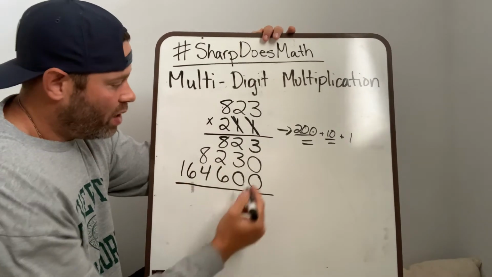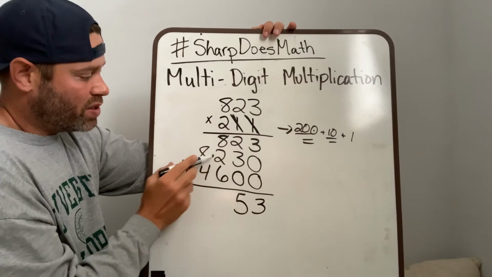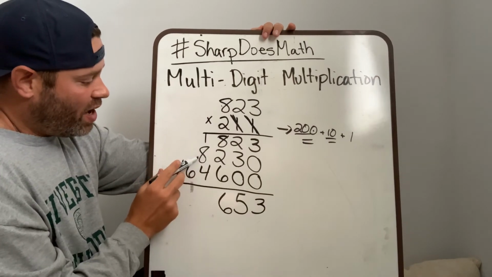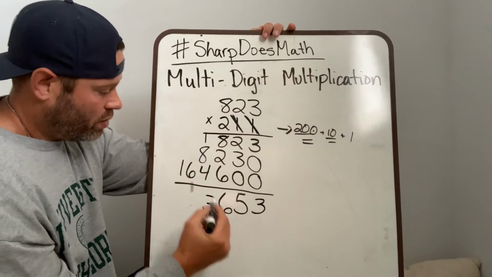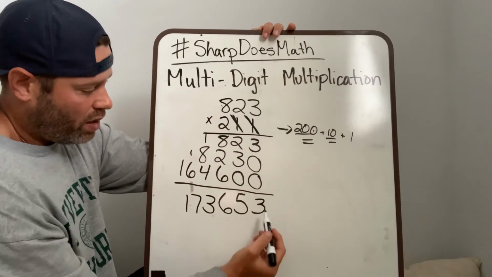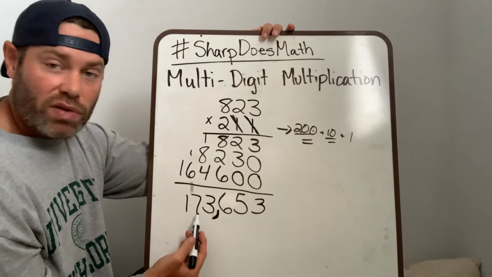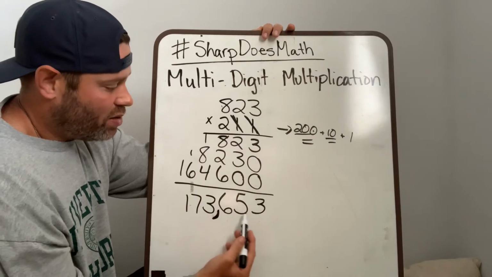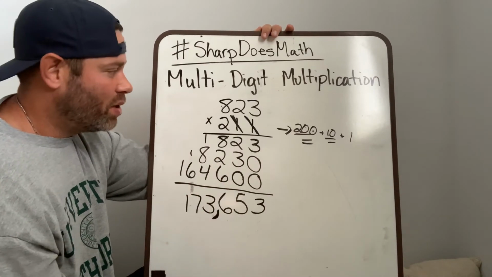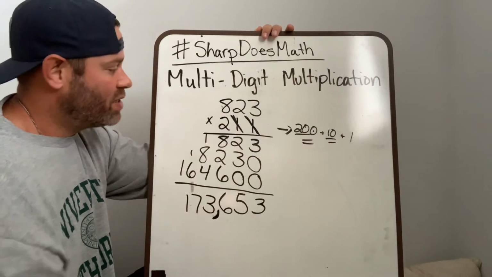And now we can add them all up. 3, 5. That's 8 plus 2 is 10. Plus 6 is 16. 1 plus 8 is 9. Plus 4 is 13. 1 plus 6, 7. And bring down our 1. Look, 1, 2, 3. Comma goes there. 173,653. Okay? And that's our multi-digit multiplication. So just remember, take it 1 number at a time.